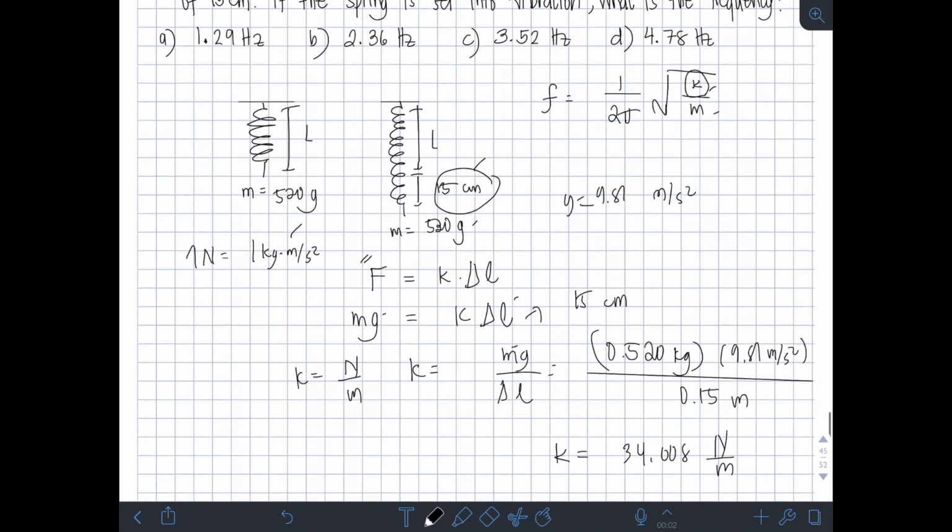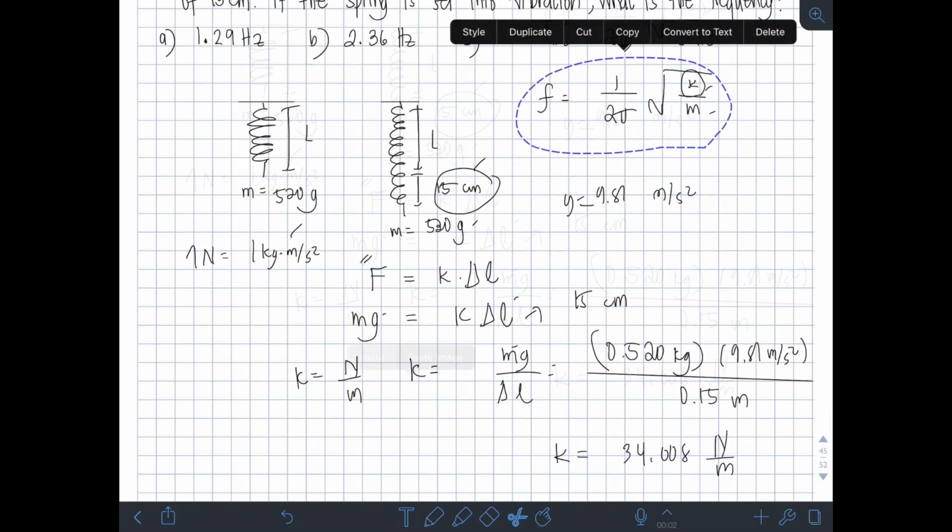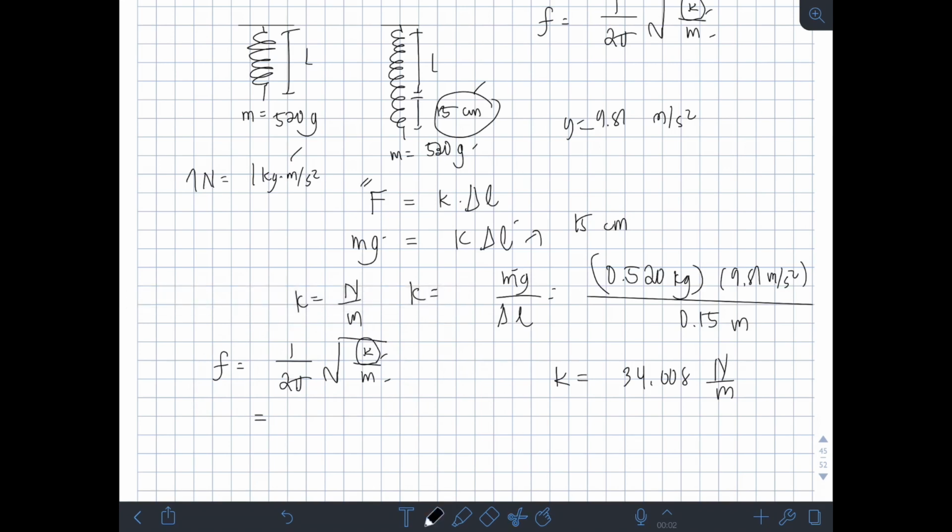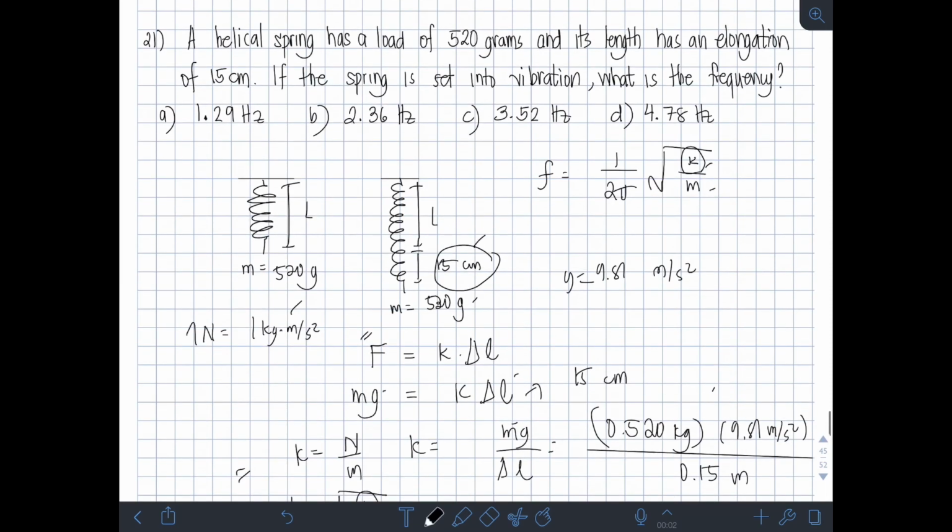Okay? Ngayon, ipa-plug in natin siya dito sa formula natin. Frequency is 1 over 2 pi square root of k, 34.008 divided by yung mass niya na dapat in kilogram, 0.520. Okay, so using calculator, ang masasolve nating value dyan is what? So, it is equal to 1.287 Hz. So, the unit is Hz kasi frequency. So, the answer is, okay, approximately letter A, 1.29.